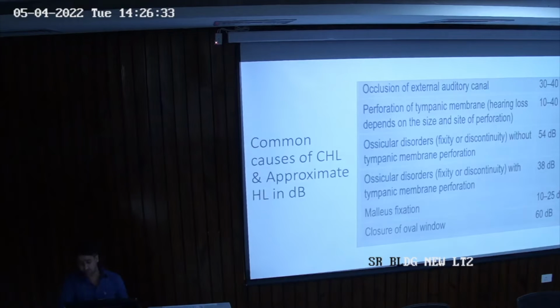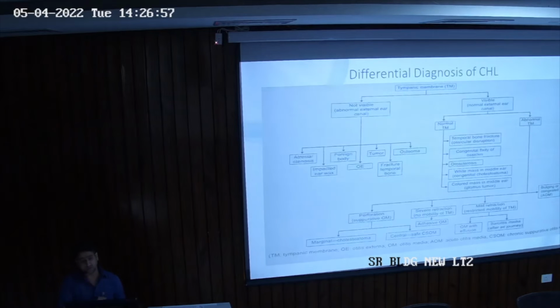Malleus fixation is 10 to 25 decibels, and closure of the oval window, as in the case of otosclerosis, is 60 decibels. So if you see in this range, the maximum level of hearing loss we see here is 60 decibels. So the maximum hearing loss from the conductive part can be 60 decibels.